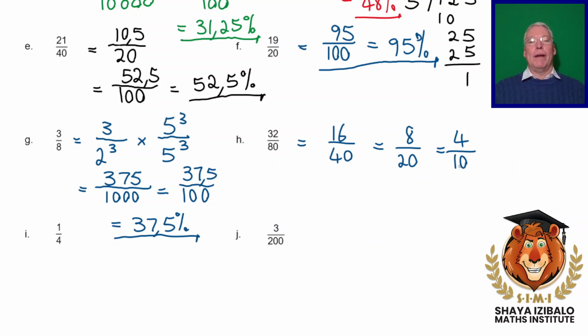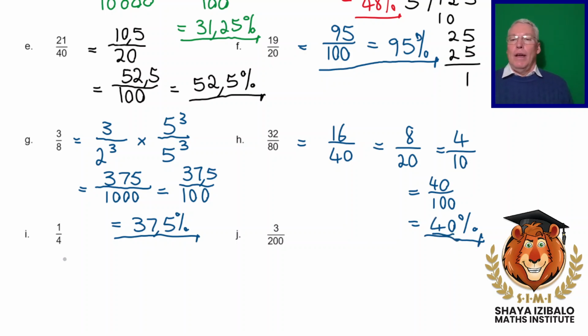What must we do to this denominator to make it 100? The answer is we must multiply by 10. But if we multiply the bottom by 10, we've also got to multiply the top by 10. So 32 out of 80 is exactly the same as 40 out of 100, and 40 out of 100 is exactly the same as 40%, sorry.